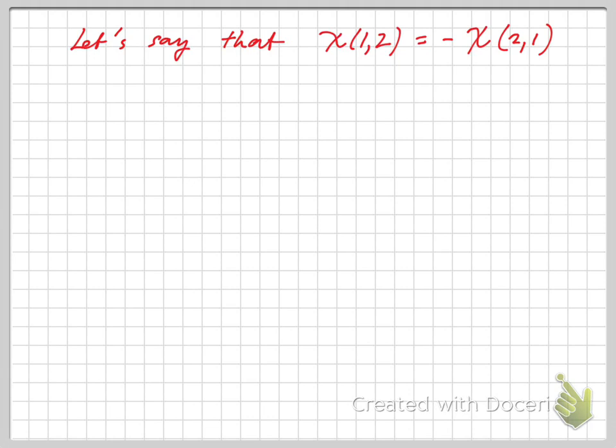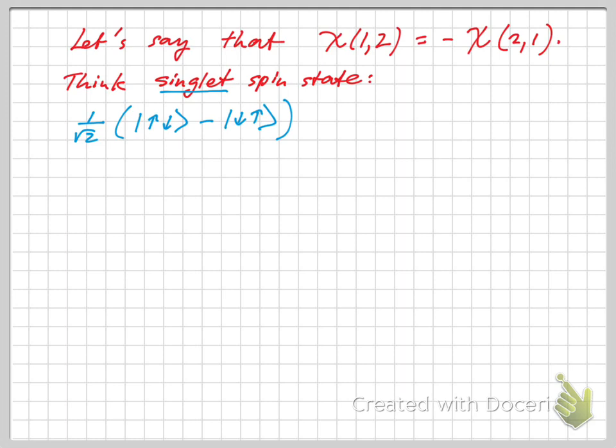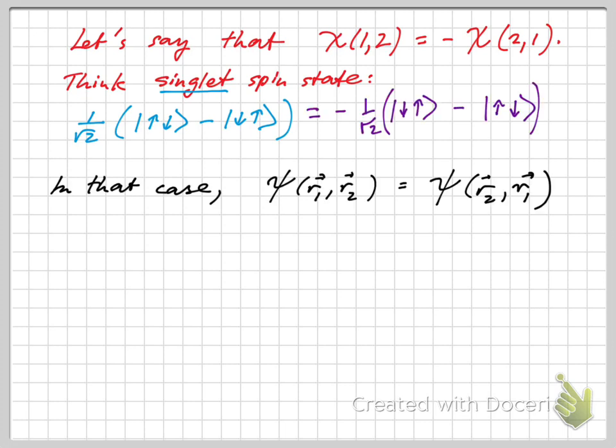What would such a state look like? Well, think singlet spin state. We already came across it, right? When we have two particles of spin 1/2, we get an S equal to 0, M equal to 0 state where up, down, minus, down, up is the combination. And if you were in such a singlet state and the left particle and the right particle are now exchanged, what would you get?